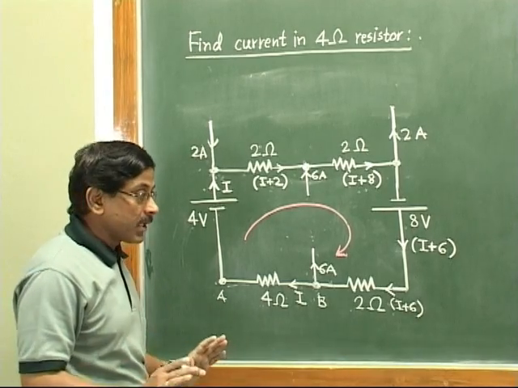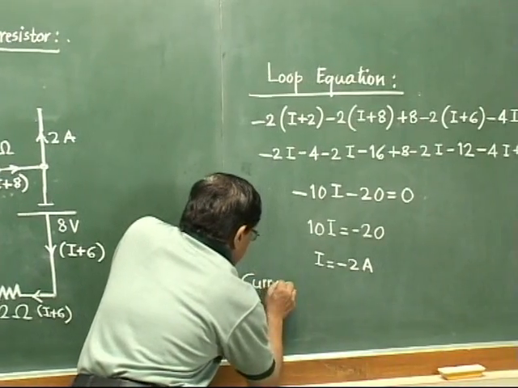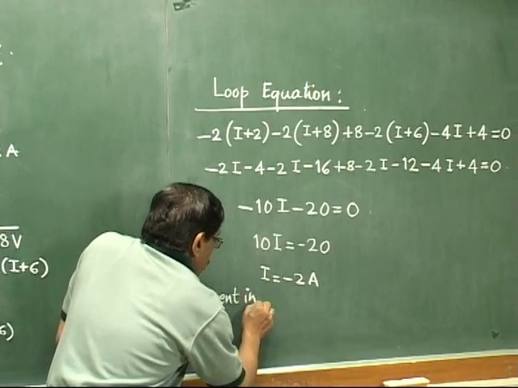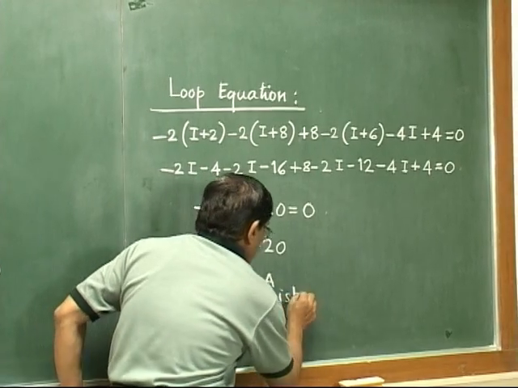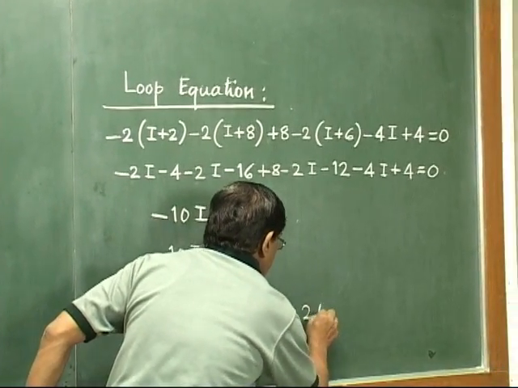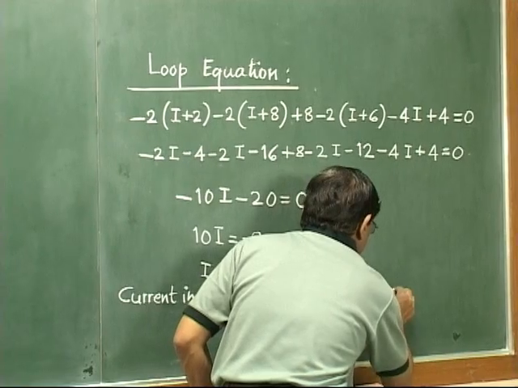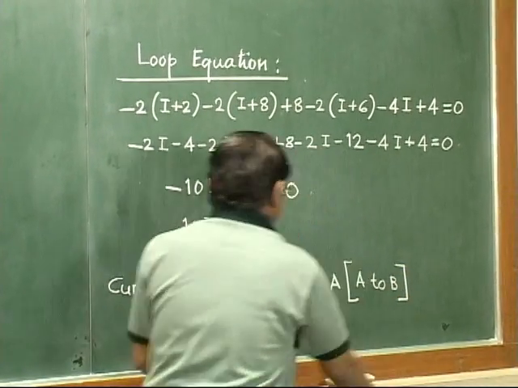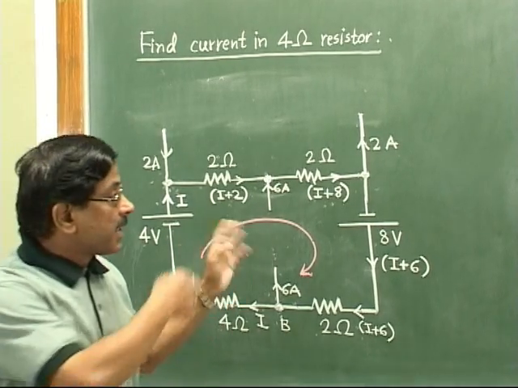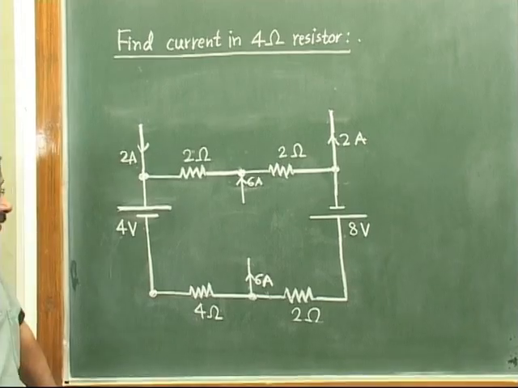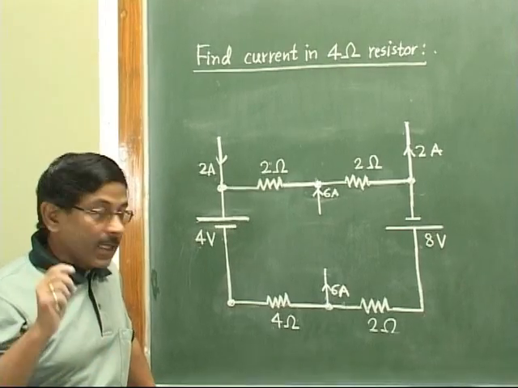So what is our conclusion? Our conclusion is that, finally we have to write like this: current in 4 ohm resistor is equal to 2 ampere, and then in brackets we just mention the direction from A to B, because we got a negative answer. This way the given circuit is simplified and we can solve it. Now let us see the solution of the same problem by using Thevenin's theorem.